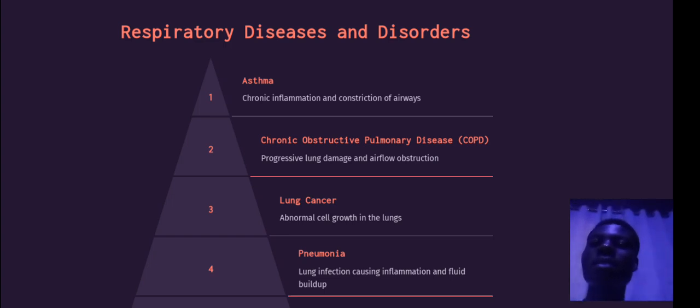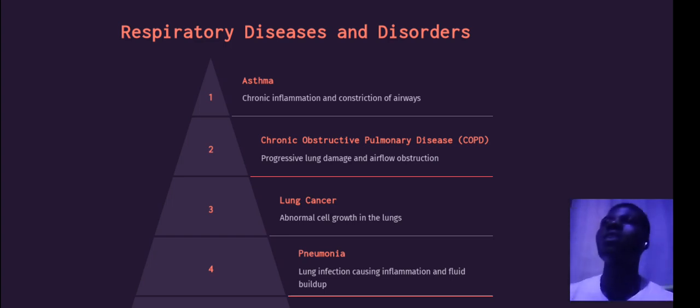And we have lung cancer. This is a rare condition which happens to people who are chronic smokers. They normally get lung cancer. That's abnormal cell growth in the lungs. Abnormal cell growth in the lungs can easily damage the lungs, leading to death.